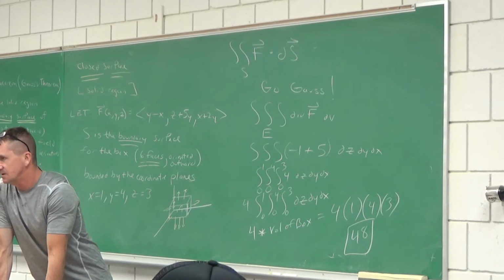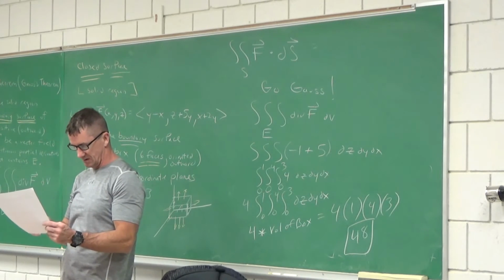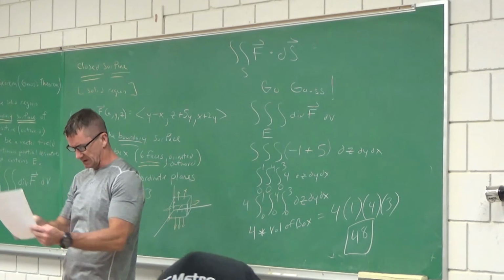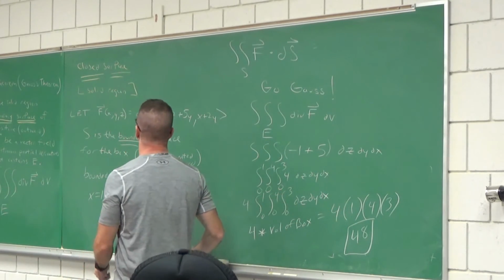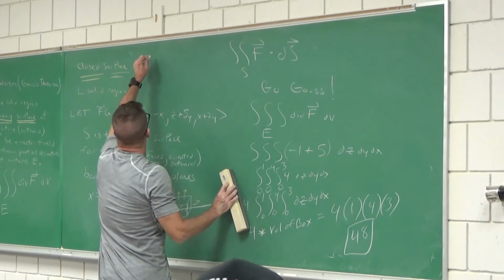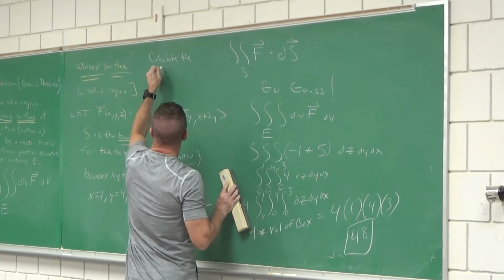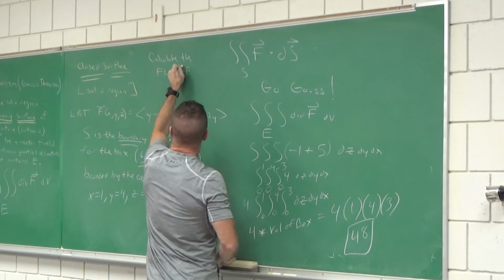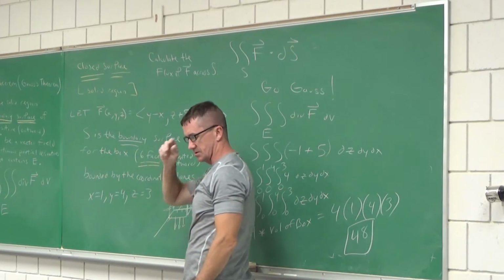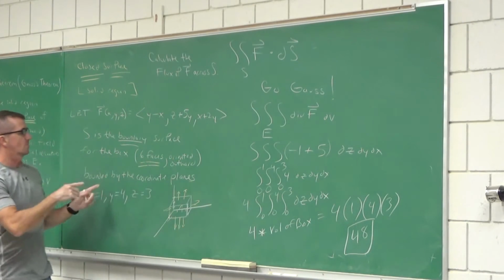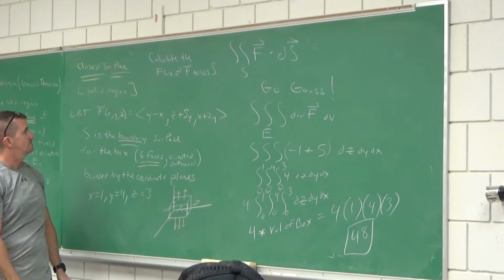We did the box. What's another popular closed surface that we had drawn up before? A sphere? Alright, let's do a sphere. Now we have to calculate the flux. That's what we did in the last one. This was the surface. When I wrote all this out, I never even wrote that. We were calculating the flux of F across S, the surface.